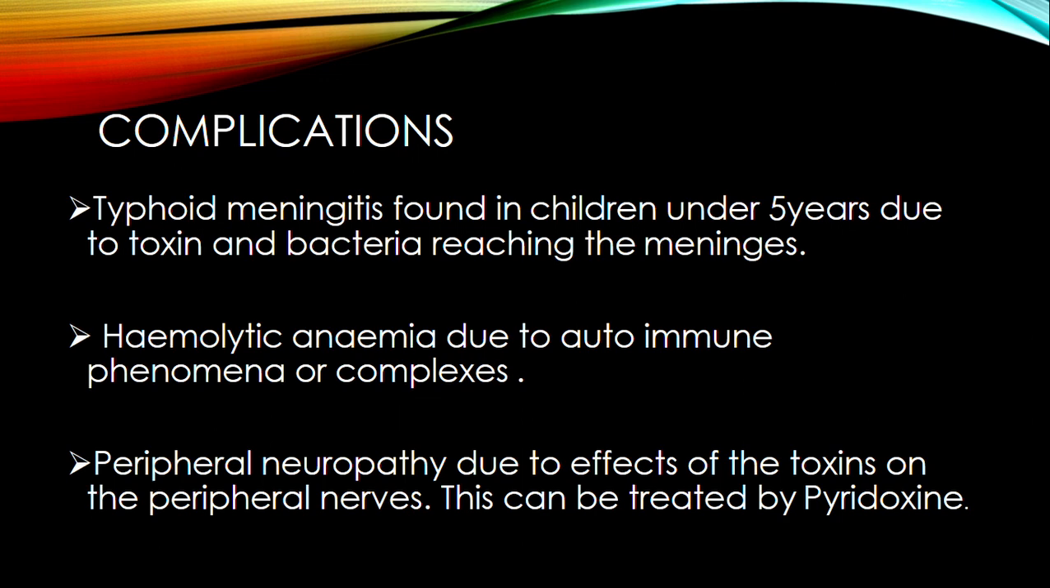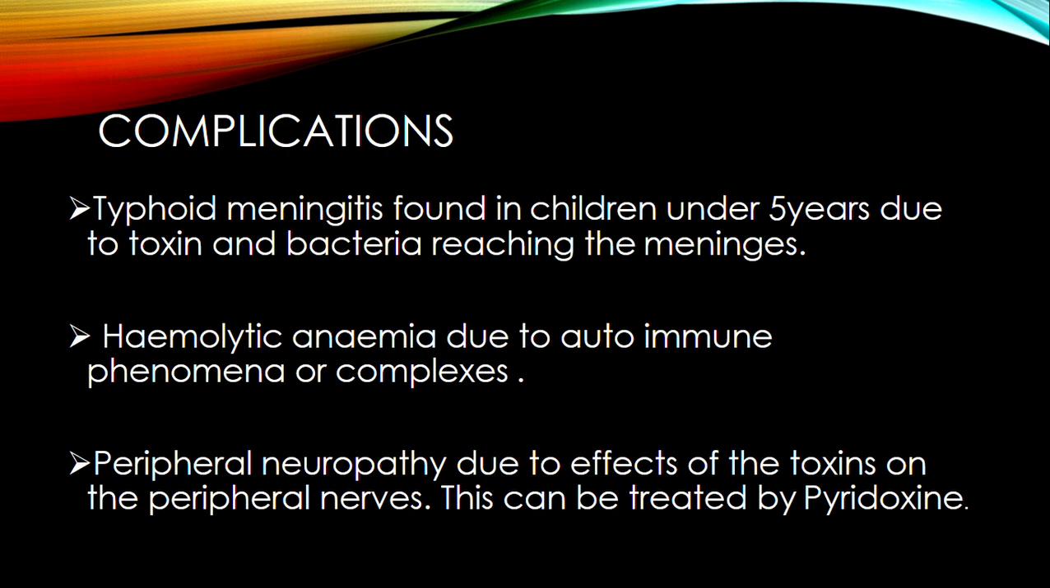in the meninges. As a result, the children may have meningitis, or any adult patient. If the disease is not properly and appropriately managed, it can progress to meningitis. Then we have hemolytic anemia, which is due to an autoimmune phenomenon or immune complexes happening.